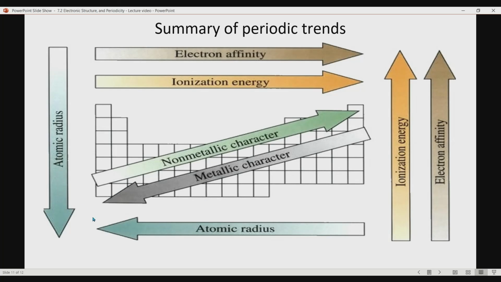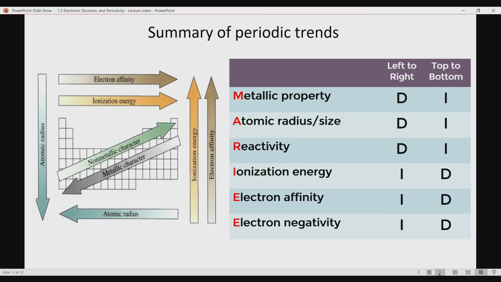Obviously, your atomic radius here is increasing from top to bottom and then from right to left. Okay? So the arrows here represent increasing. Increasing po ang pinapakita ng bawat arrow na yan. So yung ionization energy naman po, kapag kaliwa papuntang kanan, mataas. Electron affinity din, kaliwa papuntang kanan. Okay? Now, this is just a mnemonic that you may remember. Okay, so metallic property, atomic radius, reactivity, ionization energy, electron affinity, and electronegativity.